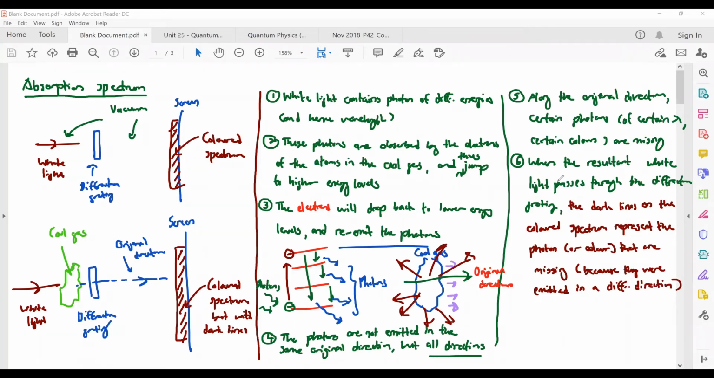So this one will be better. When the resultant white light passes through the diffraction grating, the dark lines on the color spectrum represent the photons of color that are missing, because they were emitted in different directions in the first place.